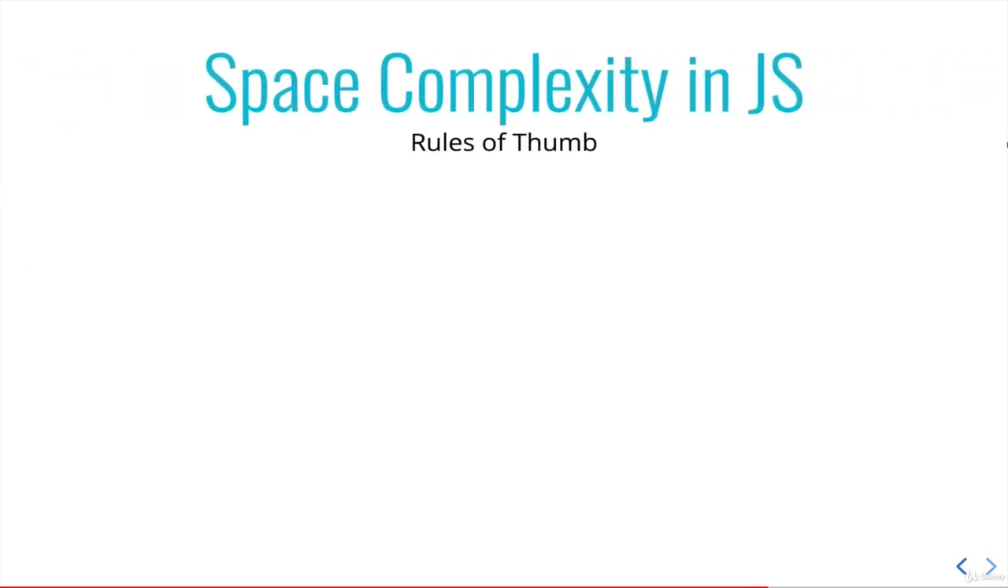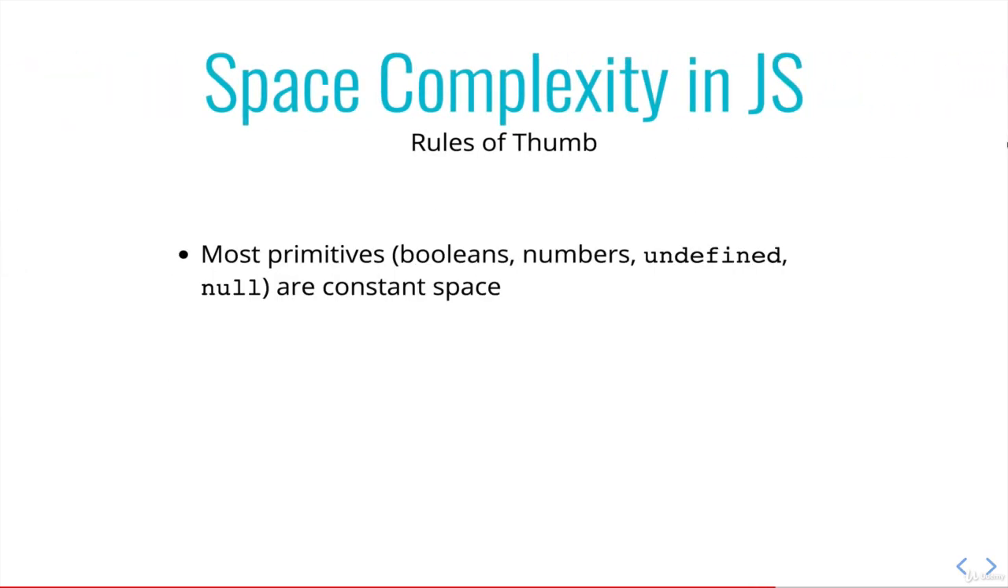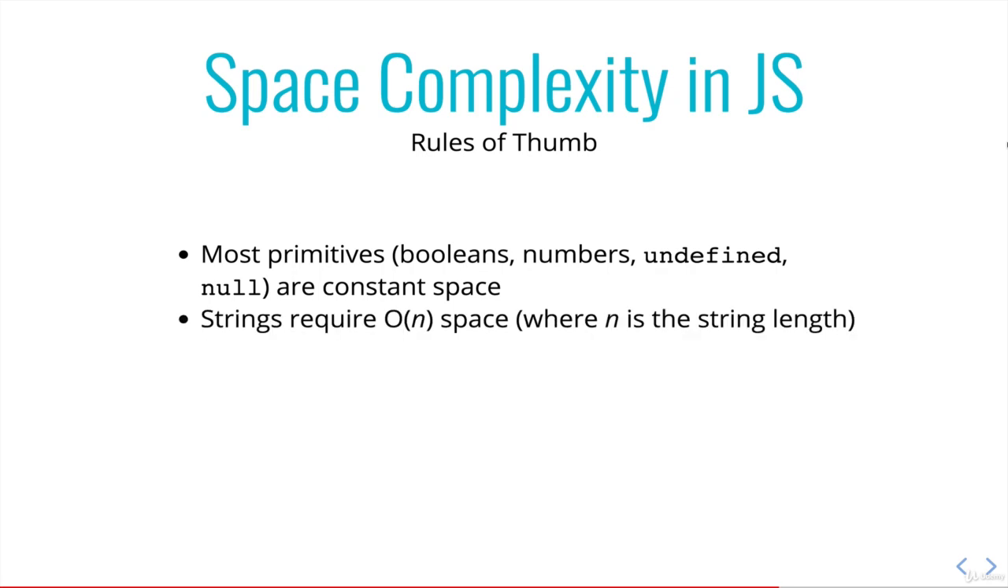So some basic rules of thumb. The first is that most primitives, things like booleans, numbers, undefined, null in JavaScript, are constant space. So it doesn't matter what the size of the input is. If the number is 1 or the number is 1,000, we can consider it constant space. It doesn't matter if a boolean is true or false, it takes up the same amount of space.